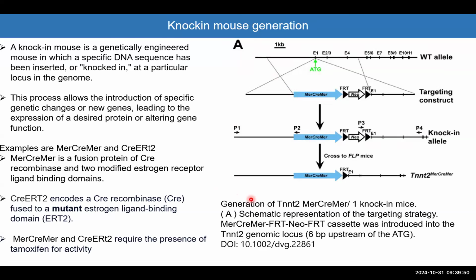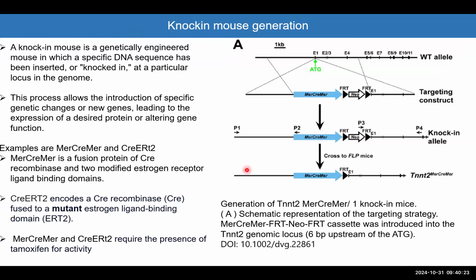Now, in this particular example, troponin or titin, I'm just confused between the two. I can make sure which one it is. We knocked in the Mer-Cre-Mer under the control of this promoter. So whenever this TNN promoter is active, it will produce Mer-Cre-Mer.